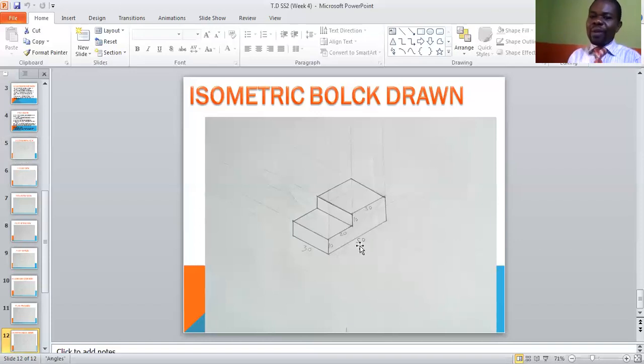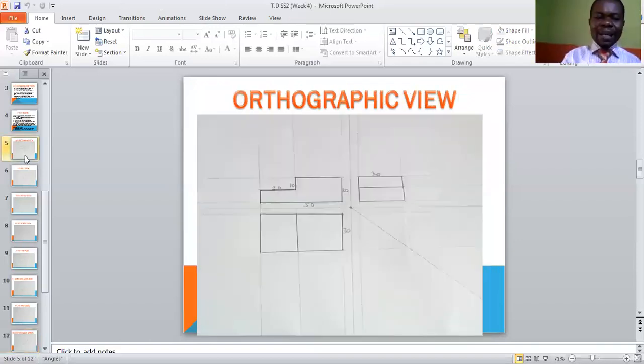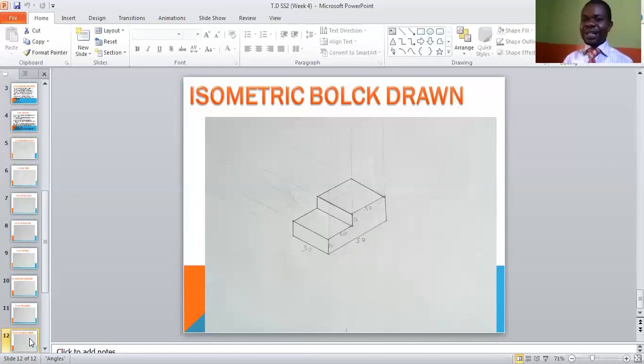So if you are given an isometric block like this to draw in orthographic view, you will do it this way. That's what we have treated before. But this time, you have been given it in orthographic like this, showing the front elevation, the plan, and the end view. So you are now asked to couple it to make it an isometric block. That is how it goes. You have produced the isometric block.